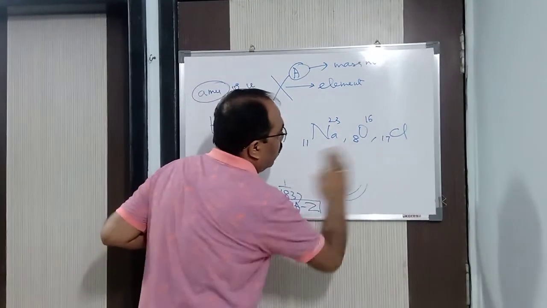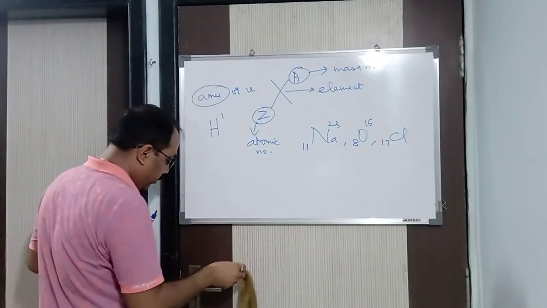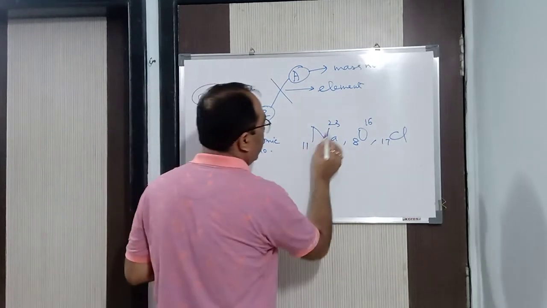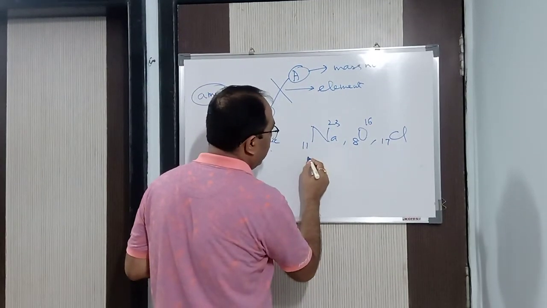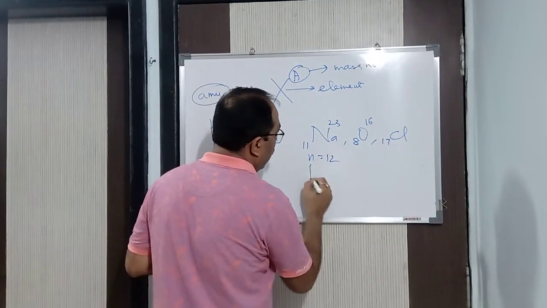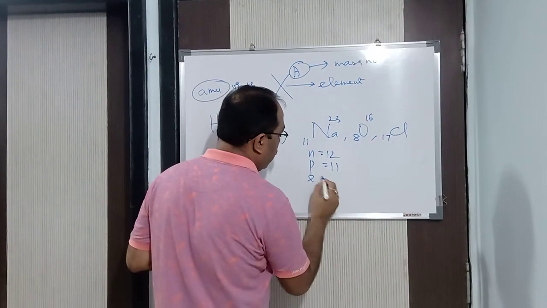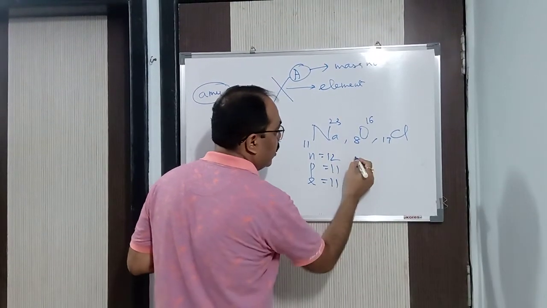So in case of sodium, it is 23 minus 11. So 23 minus 11, number of neutrons is how much? 12. Number of protons is what? 11. Number of electrons is what? 11. Alright, same thing here also, same thing.